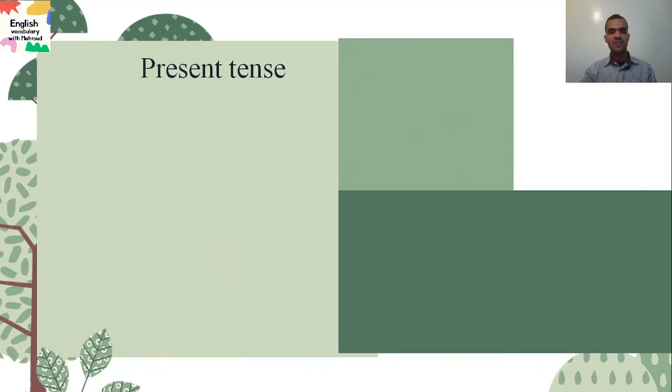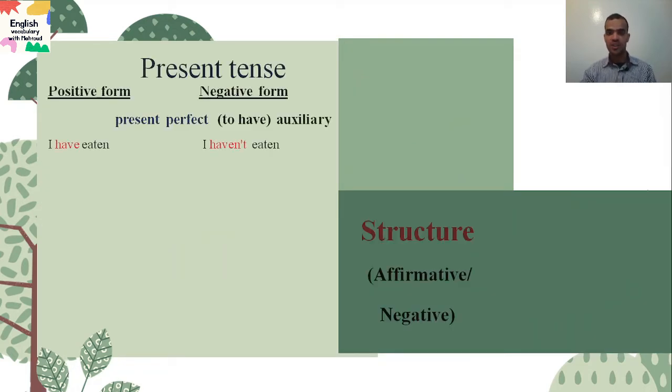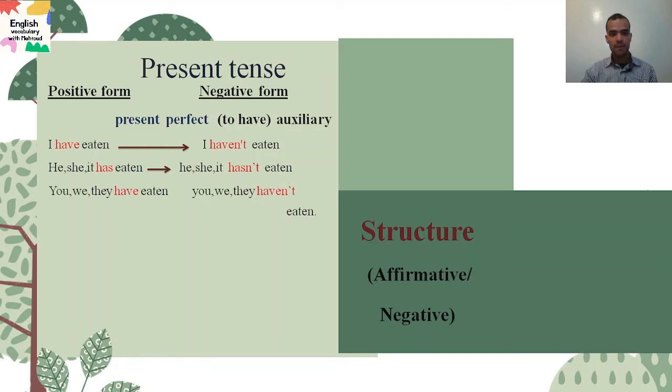And now let's see another structure, that is the present perfect. We will see the positive and the negative form of it. I have eaten. This is the positive form. I haven't eaten. This is the negative form. Second, he, she, it has eaten. This is the positive or affirmative form, and the negative form is he, she, it hasn't eaten.